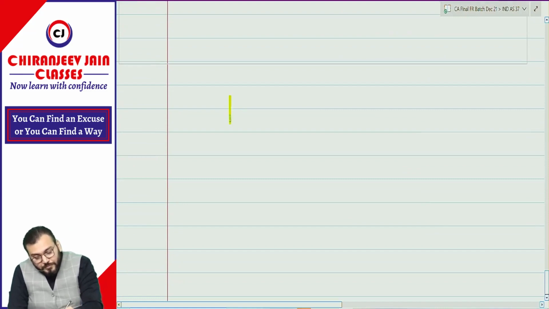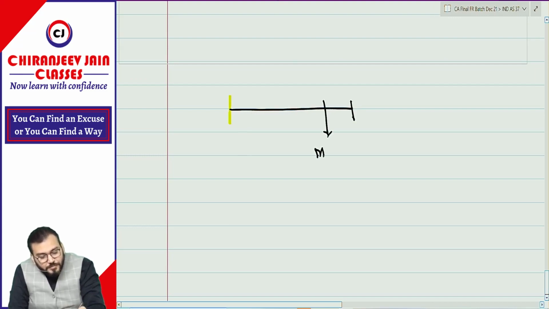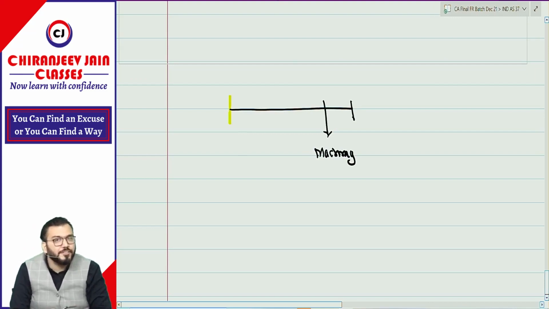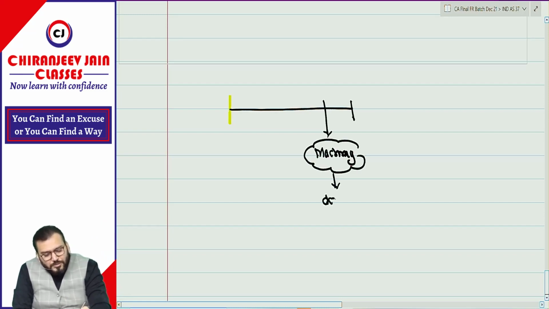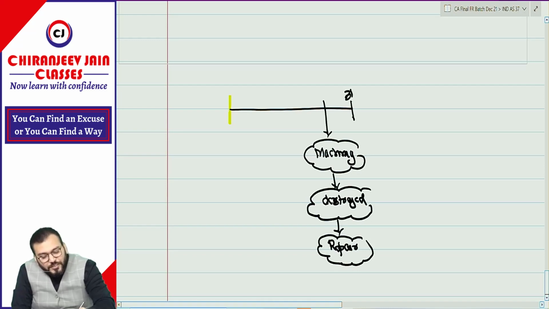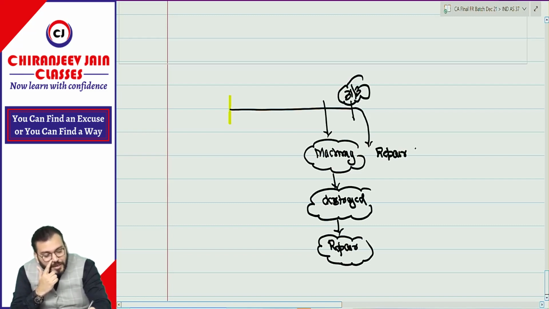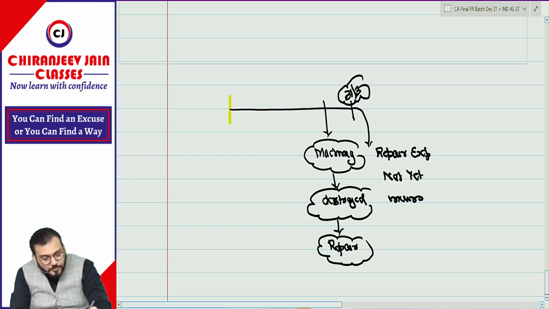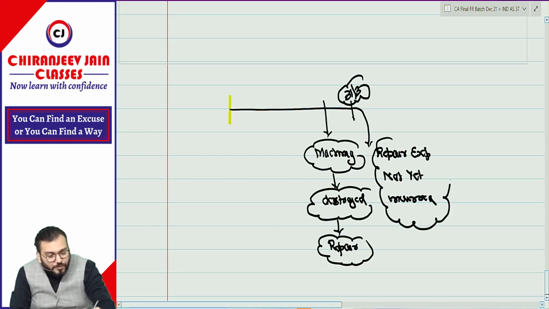Correct. Suppose before 31st March, one machinery or plant was destroyed. Correct? It was destroyed due to some accidental event. So it requires repair. And on 31st March, till now, the repair expense is not yet incurred. My question to you is, should we create a provision for repair?